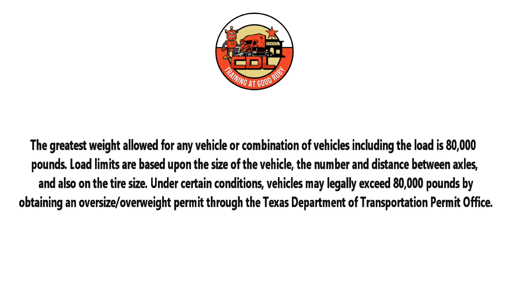The greatest weight allowed for any vehicle or combination of vehicles including the load is 80,000 pounds. Load limits are based upon the size of the vehicle, the number and distance between axles, and also on the tire size. Under certain conditions, vehicles may legally exceed 80,000 pounds by obtaining an oversized/overweight permit through the Texas Department of Transportation Permit Office.